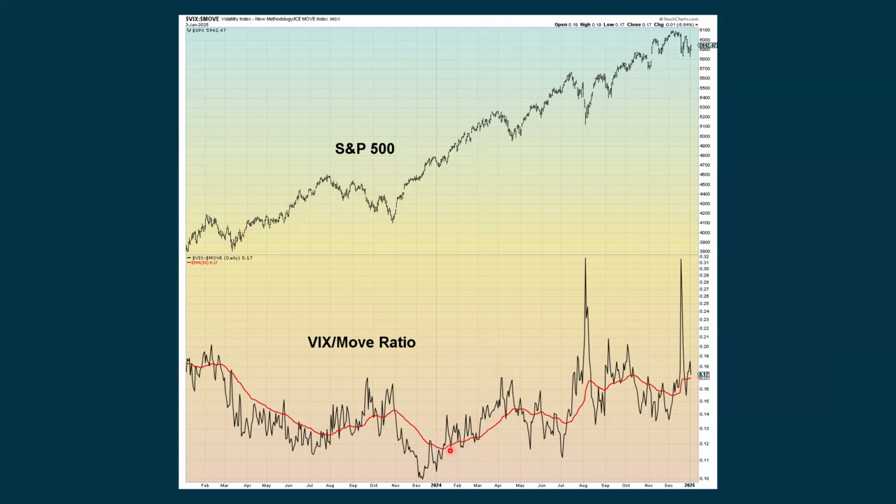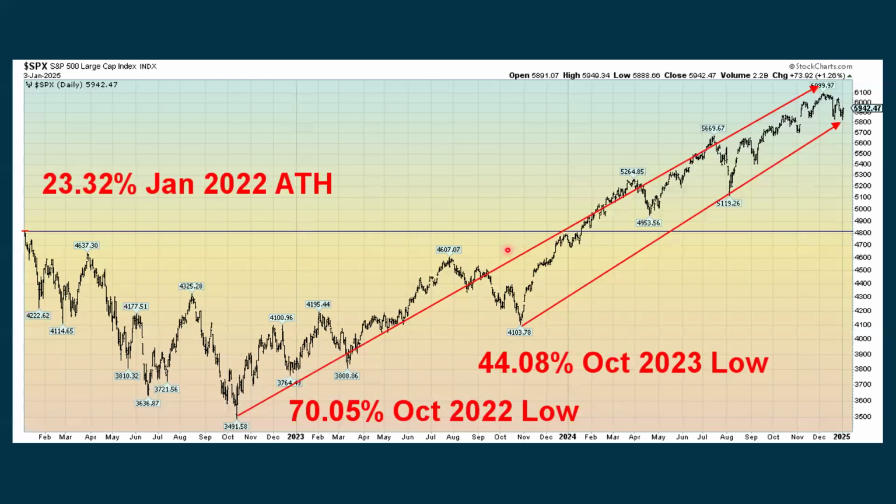There's a time here back at the beginning of 2024 when this red line was going up and the S&P was going up at the same time. So we don't want to read too much into this. This just gives us some insight about volatility between stocks and bonds.